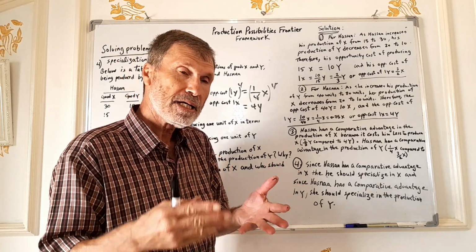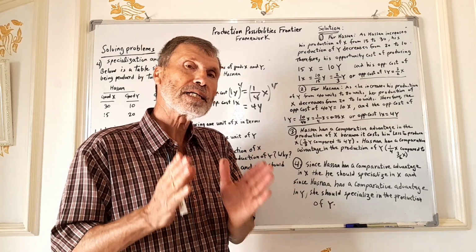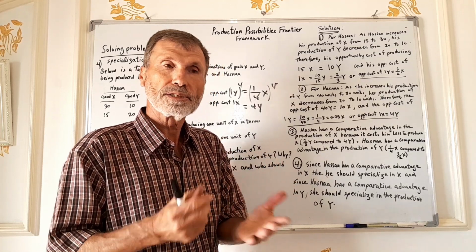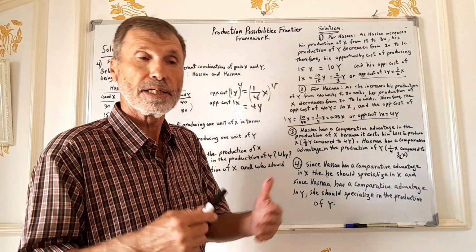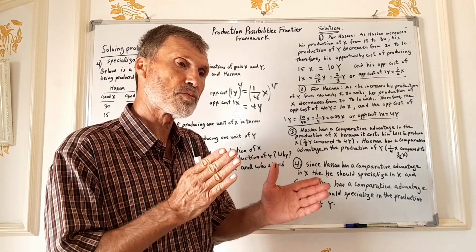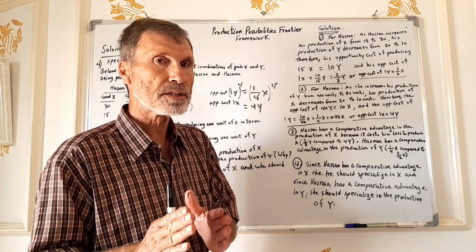And Hasna should specialize in the production of Y because she has a lower cost of producing Y. Therefore, it costs her less to produce Y, and she should specialize in the production of Y, which means she only produces Y and nothing of X.